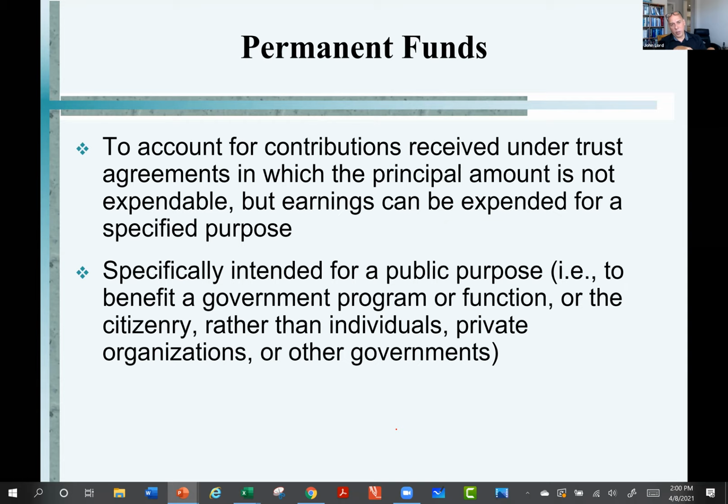So that's the idea of the permanent fund, and it's very descriptive. In the permanent fund, we would show those resources that are permanently restricted. We have to always keep that principal or corpus, but then we would show the earnings, interest, and whatnot, and the interest would be expendable. Okay, any questions? Okay, good.